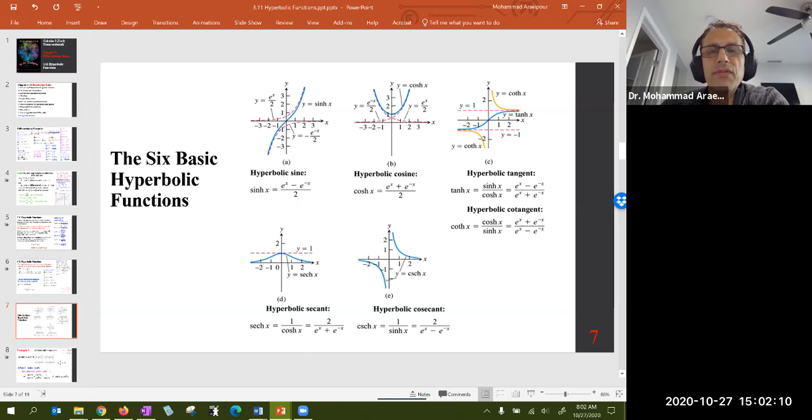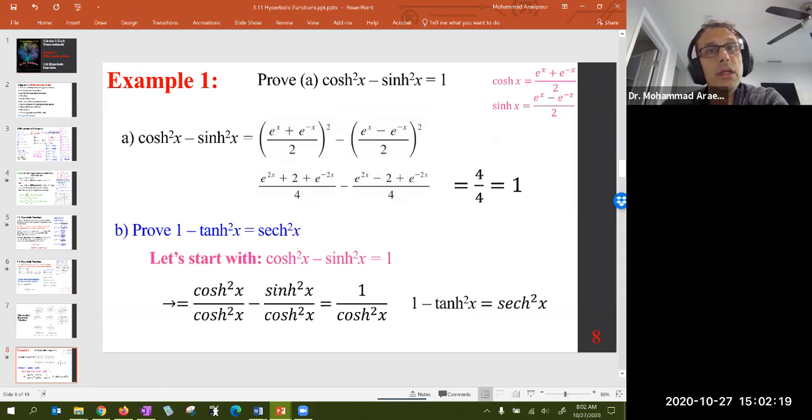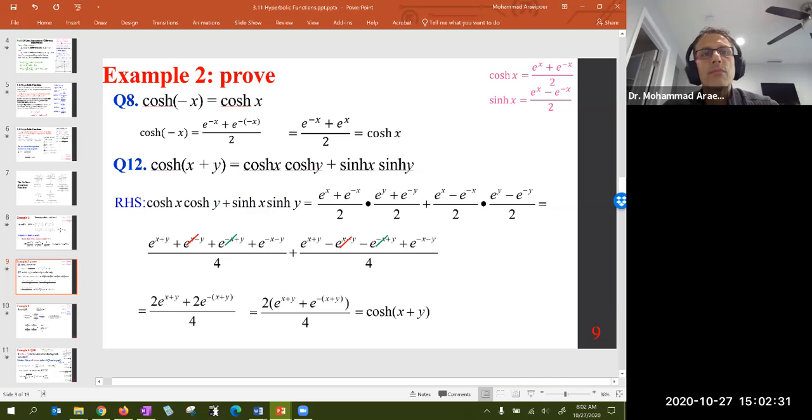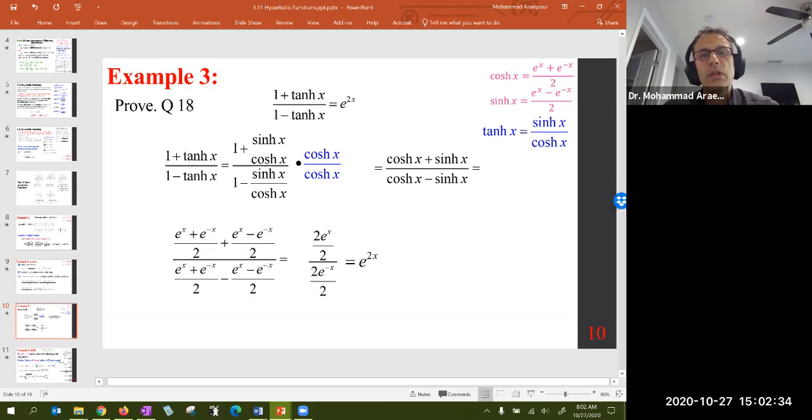The graph comes from the fact that you are combining e to the power of x and e to the power of minus x. And then we looked at some proofs, just the way we did in trigonometry. For example, the proof of cosh squared minus sinh squared equals 1 uses the definitions of cosh and sinh and results in the answer. We look at more proofs, and we continue with more examples, as we did in trigonometry.